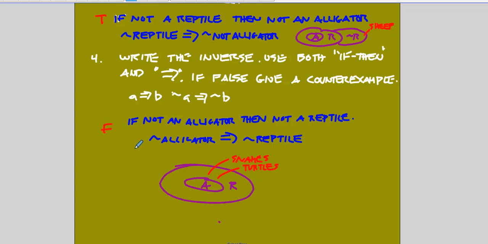Remember, many times the inverse is not going to be true. If the conditional is true, only the contrapositive will also be true. The converse and the inverse are not necessarily true.